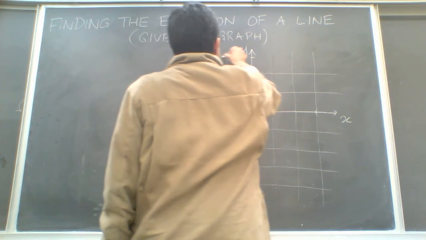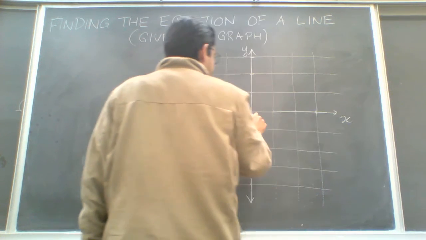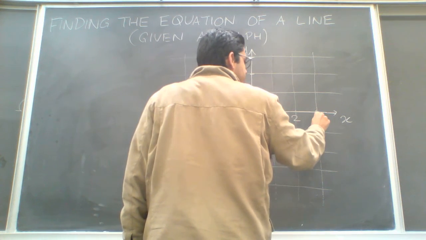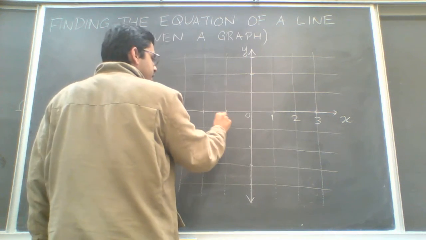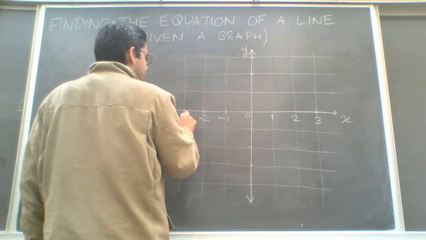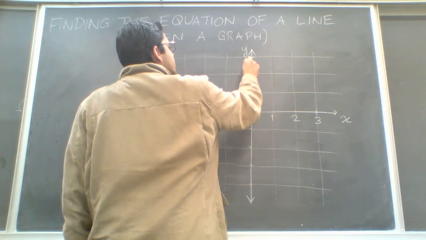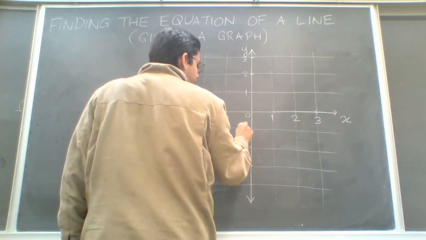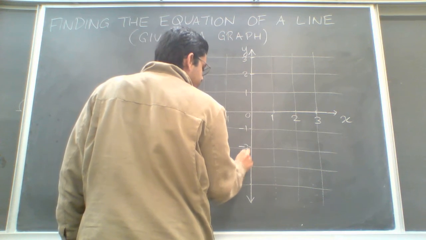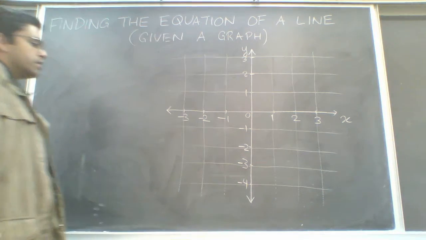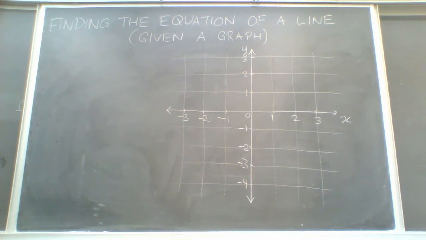And then of course I still haven't labeled any of the tick marks, so I'll do that now. Here's our origin, and then going this way we've got 1, 2, 3. In the negative direction we've got -1, -2, -3. Going up we've got 1, 2, and 3. And going down we've got -1, -2, -3, and -4. Something like that should be plenty.